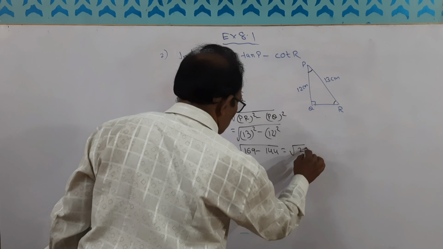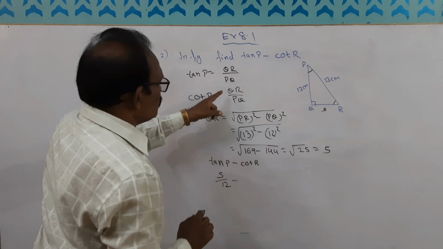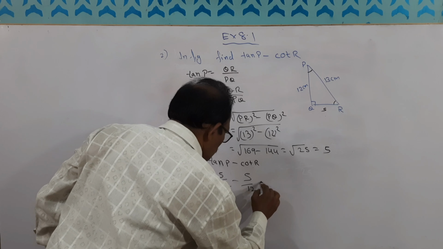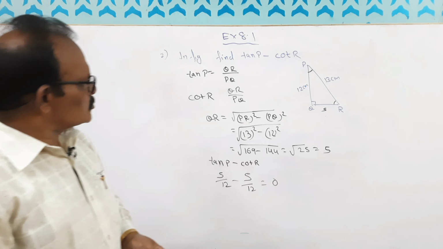Tan P is QR by PQ, which is 5 by 12. Again QR by PQ, same thing, 5 by 12. So I think it is 0. That is the answer. Okay, simple.